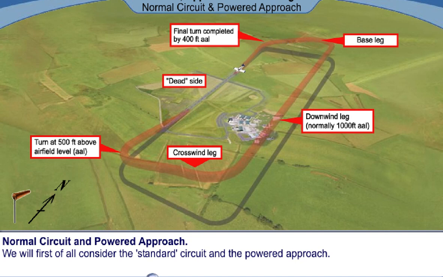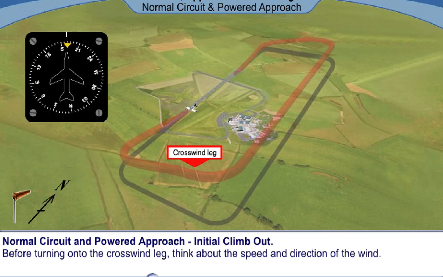Note that the heights shown for turning onto the crosswind leg, the downwind leg, and for completing the final turn may vary from airfield to airfield and from aircraft to aircraft. The heights on screen are, however, typical for light aircraft flying at airfields without specific procedures for obstacle clearance or noise abatement. Before turning onto the crosswind leg, the speed and the direction of the wind must be considered.